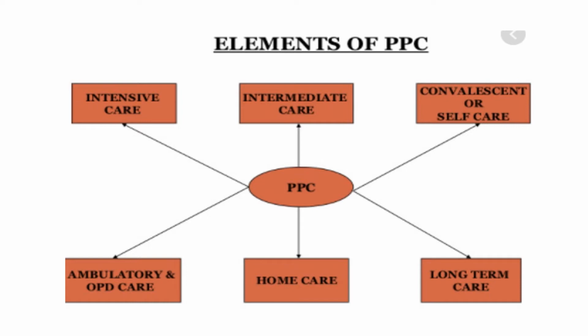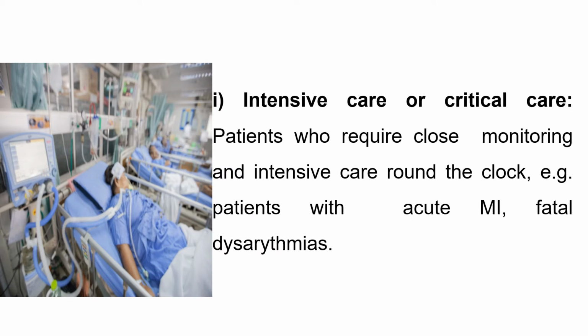About the elements of PPC, which is the core of progressive patient care. There are 6 elements. Number 1, intensive care, intermediate care, self-care or convalescent care, ambulatory care or OPD care, home care and long-term care. First about intensive care. Here you can see the patients in the intensive unit or critical care unit require close monitoring and round-the-clock care. Examples are patients with acute MI and fatal arrhythmias.